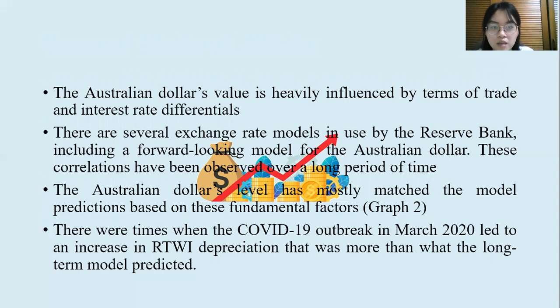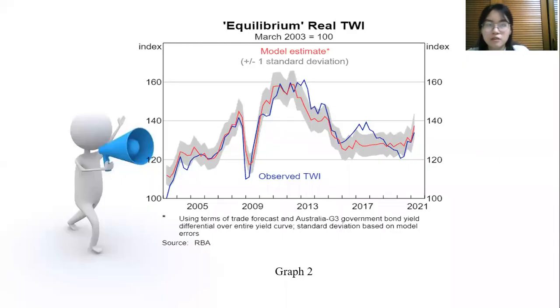Global financial markets, such as changes in investor risk perceptions, can impact the behavior of market players from time to time. There were times when the COVID-19 outbreak in March 2020 led to an increase in RTWI depreciations that was more than what the long-term model predicted. So this one is the graph 2, equilibrium real TWI.